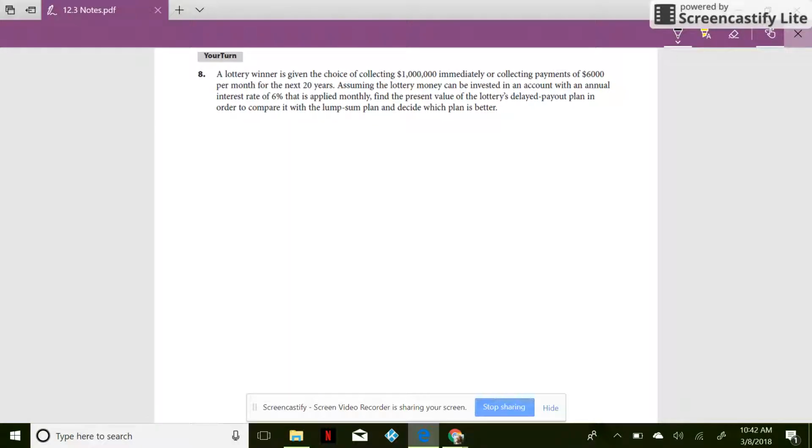So we're continuing with this problem. We've got a lottery winner. We're trying to find the present value of collecting payments to see how it would compare to a lump sum payment. So the monthly interest rate, you have to take the annual rate 6 and divide it by 12 months. So 6 divided by 12 months means our monthly interest rate is 0.5%.